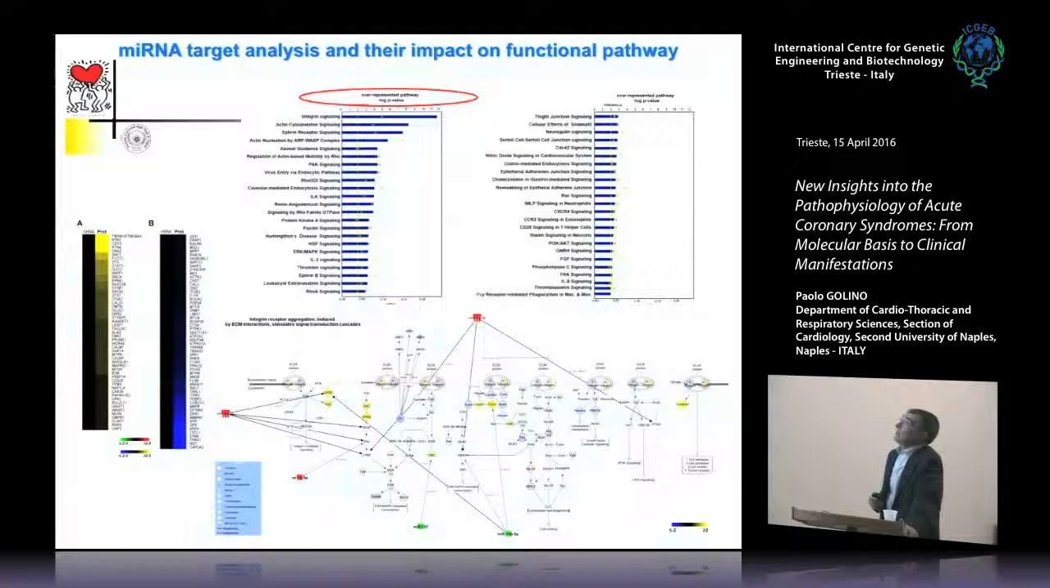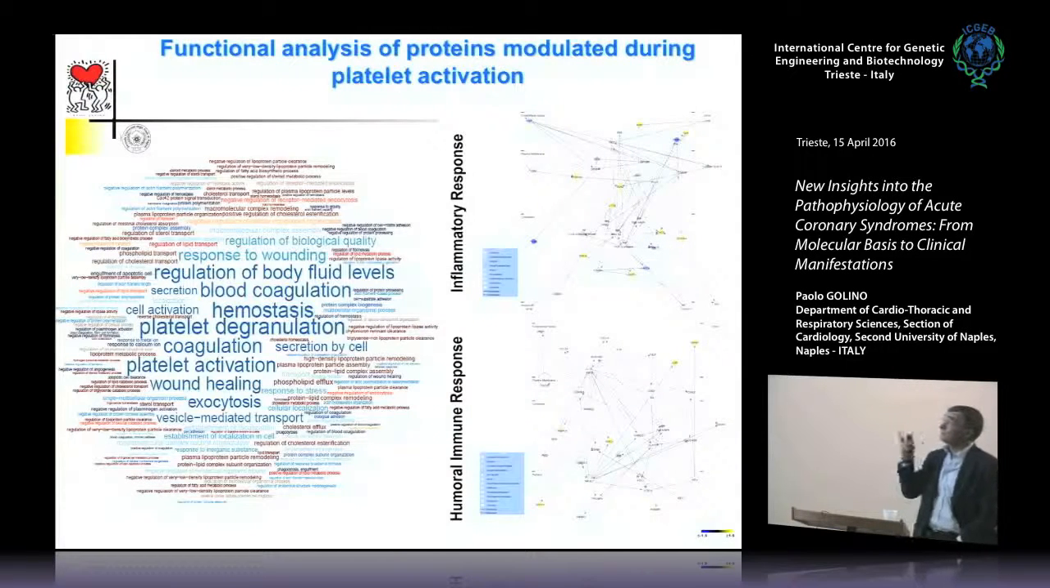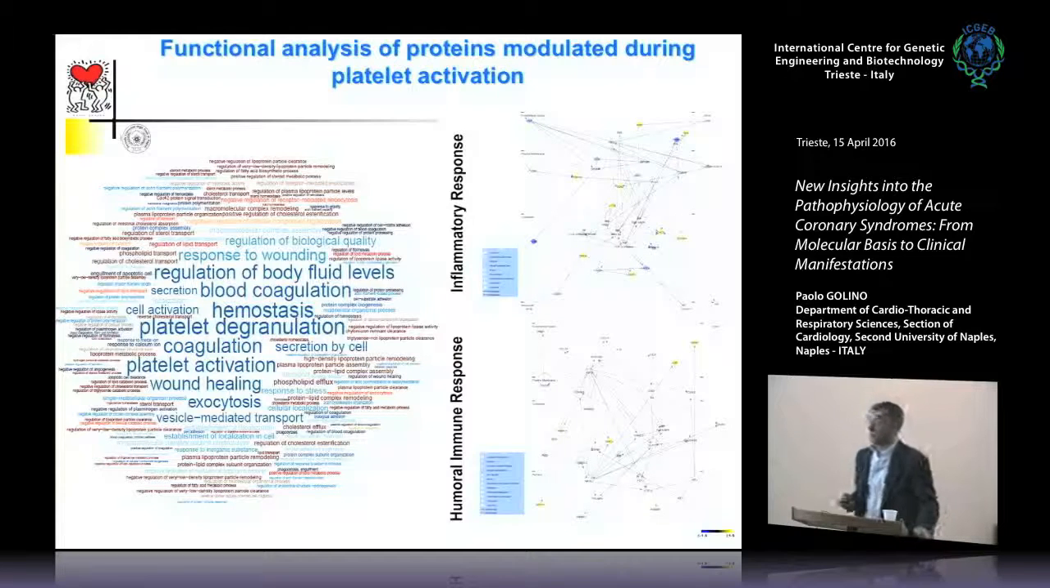By putting together the changes in the miRNA expression and the potential target analysis, we have a lot of different pathways that can get activated. But what is important is that if we follow the changes in the proteome, we have especially activation of the humoral immune response and of the inflammatory response. So for the first time, platelets can be viewed not only as a cell implicated in the primary hemostasis, but also at the crossroad of different phenomena, such as the activation of the immune system and of inflammation.